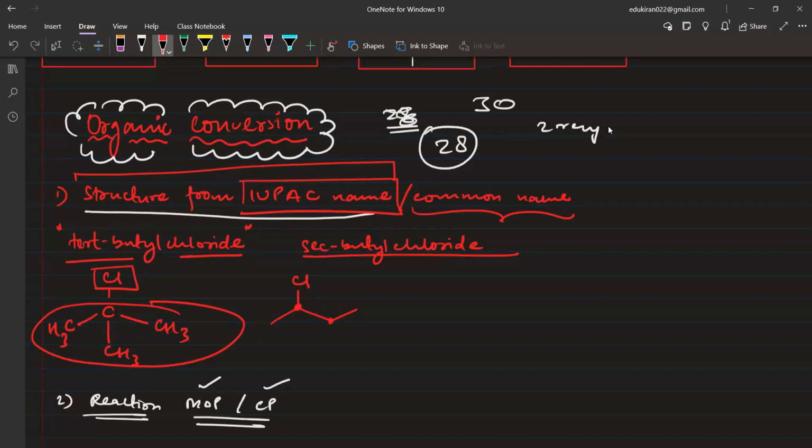Then you should at least have the sheets of reactions of method of preparation and chemical properties. Right. So these are the two things which should be present with you while you are doing organic conversions. It's going to be very easy. And in the organic conversions lecture recording, for one question I have made a mistake.